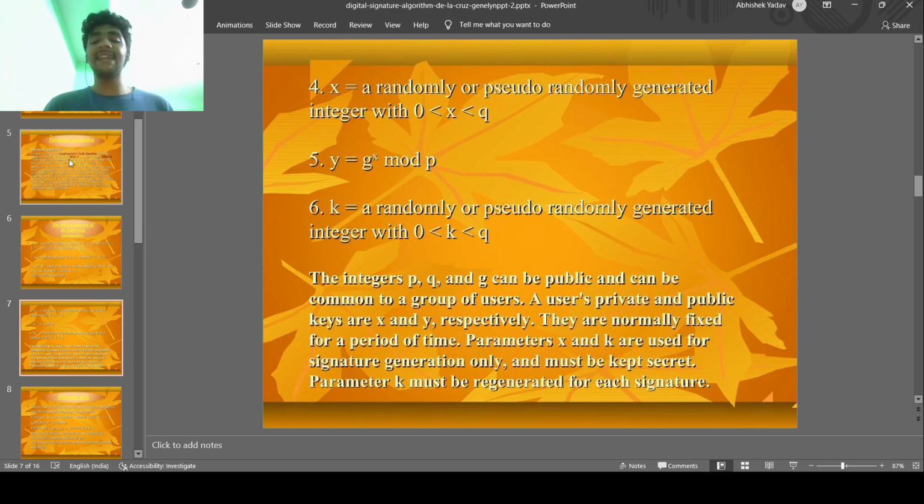Parameters x and k are used for signature generation only and must be kept secret. Your parameter x, which is your private key, and k, which is a randomly generated number that you use for your digital signature, must be kept secret. Parameter k must be regenerated for each and every signature.